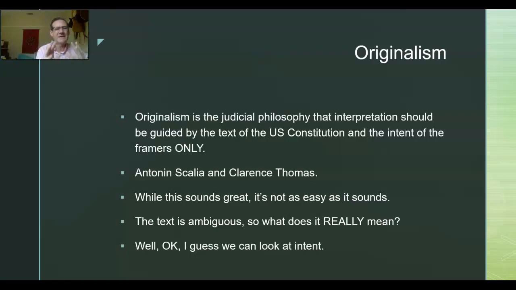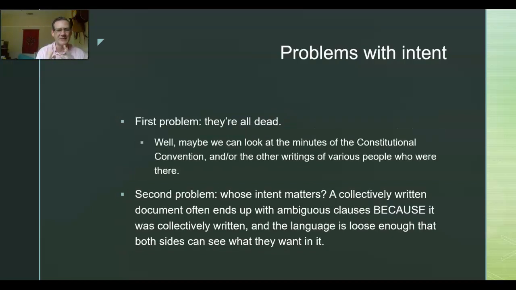Well, okay, in that case, if the text is unclear, maybe we can go to the intent of the framers of the Constitution. And, don't get me wrong, sometimes we can get to intent, but there's a couple problems with intent. The first problem is that they're all dead, right? Like, if we could channel them, mystical powers, and channel the founding fathers and have them come talk to us, well, okay, maybe we're going somewhere, right?